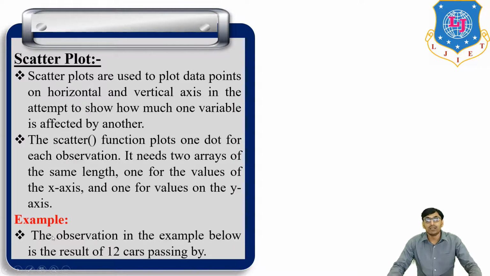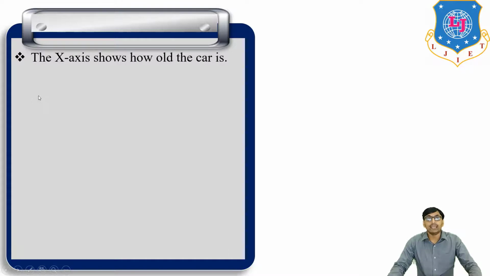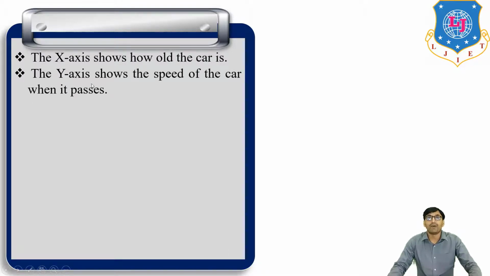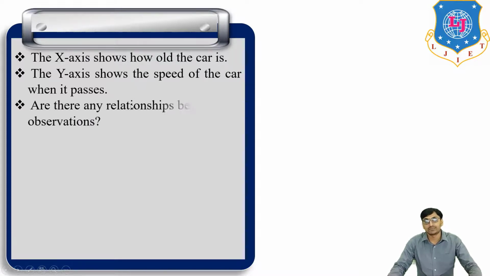Now for an example, the observations in the example below are the results of 12 cars passing by. The x-axis shows how old the car is and the y-axis shows the speed of the car when it passes.